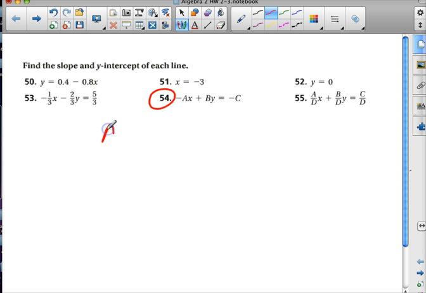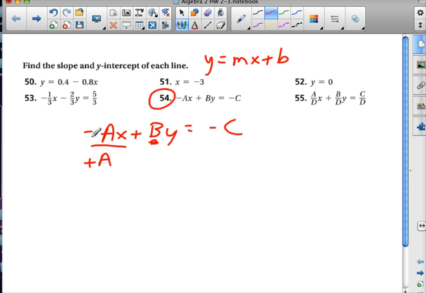So we have negative ax plus by equals negative c, and we are to solve this one for y, because it says find the slope and y-intercept of each line. The easiest way to do that is if we have y equals mx plus b. So I take a look at this, and I realize that means I need to move this x term over, and I'm going to have to get rid of this b that's sitting right here. So that's what I'm going to do.